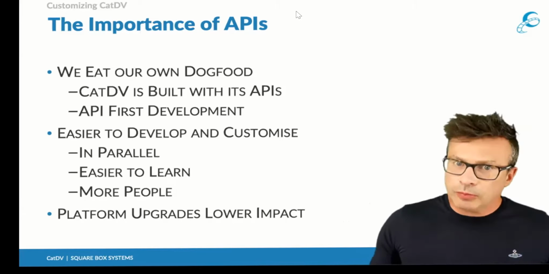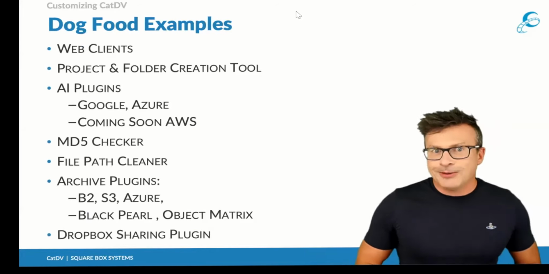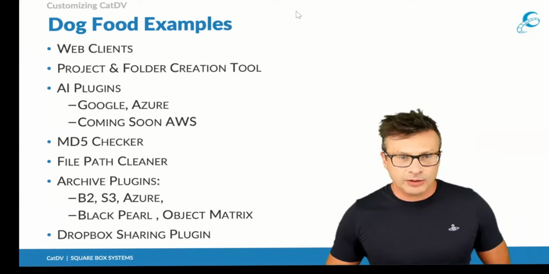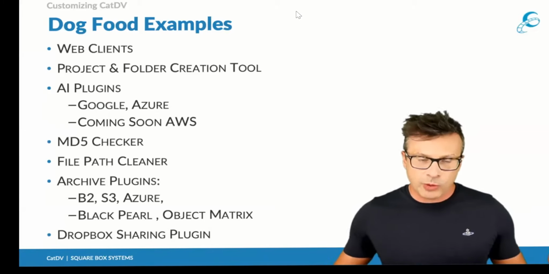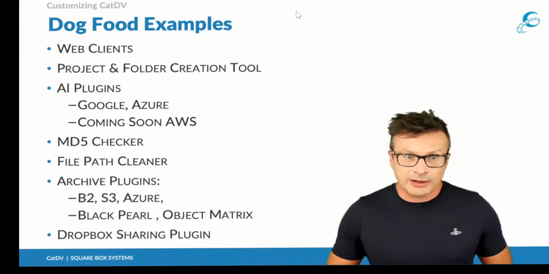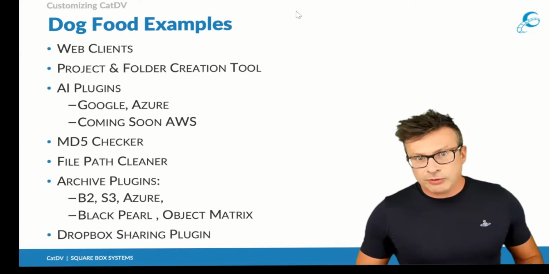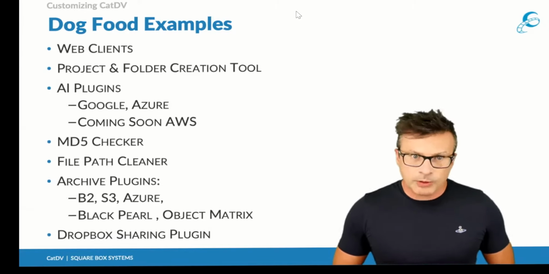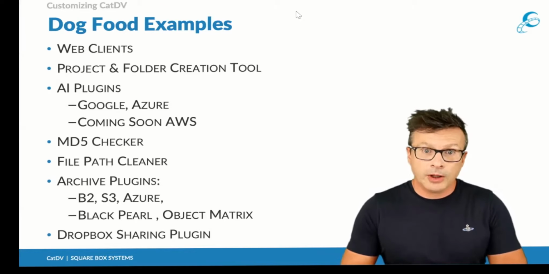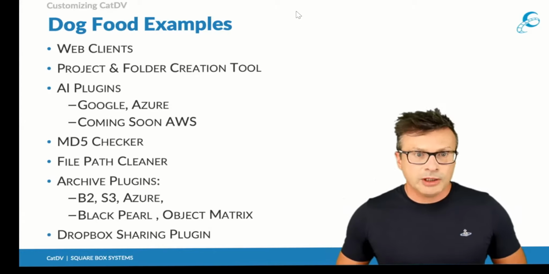Okay, so that's why APIs are important. Here are some examples of the dog food that we eat. So the things that we build ourselves using our APIs that enable us to have a bigger and more extended team, and some simple ways of being able to extend CatDV. I mentioned the web clients. Last week's webinar was about the projects and folder creation tool. That's built using our APIs. There's some server components in that, as well as some JavaScript. So the server API that I mentioned earlier.